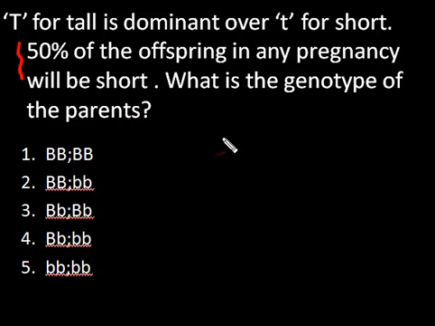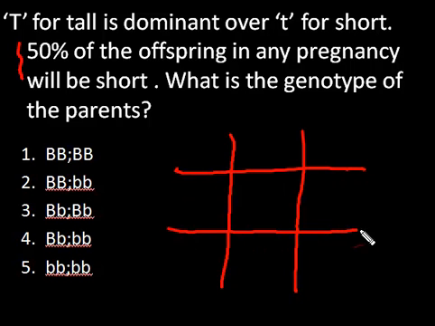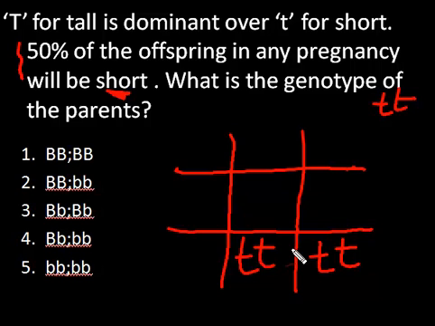So the way we can do this is, let's make a Punnett square and work with the information that we have. We see that 50% of the offspring in any pregnancy will be short. So short has to be recessive, because big T is tall, dominant, and little t is short. So if someone is short, their genotype has to be this way. Let's put 50% of the offspring will be this way.